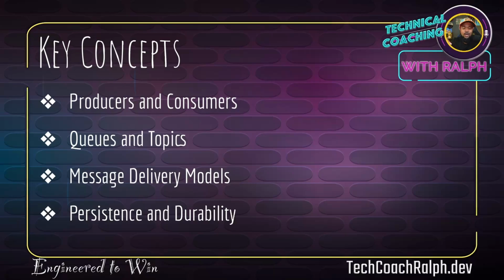Okay, so the message delivery models: there are three different delivery models. You have at least once, at most once, and exactly once delivery. And last, we have persistence and durability, the key concept, right? So messages can be stored to ensure delivery even if systems fail. A concept of this is that the messaging broker would have a retry policy.